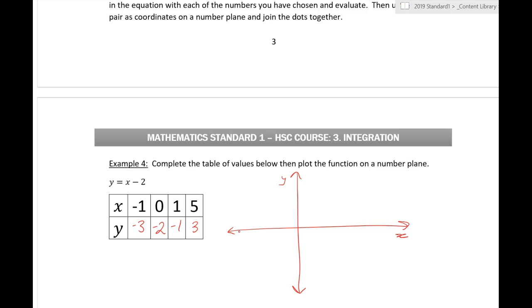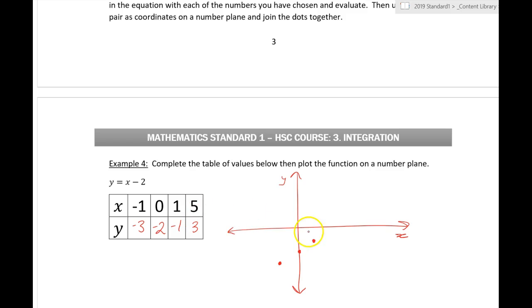It should be alright. So negative 1, negative 3. That means start here at the origin, go across negative 1 places, so that's over here. And then go up negative 3, which means go down 3. So that's going to be about there. There's my point at (-1, -3). (0, -2) is going to be about here. Across 0, up negative 2, which means down 2. Go across 1, down 1.